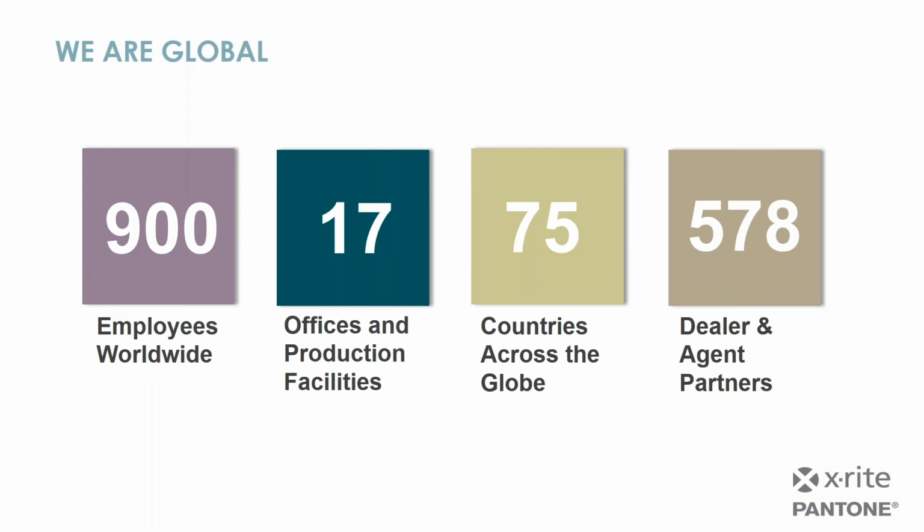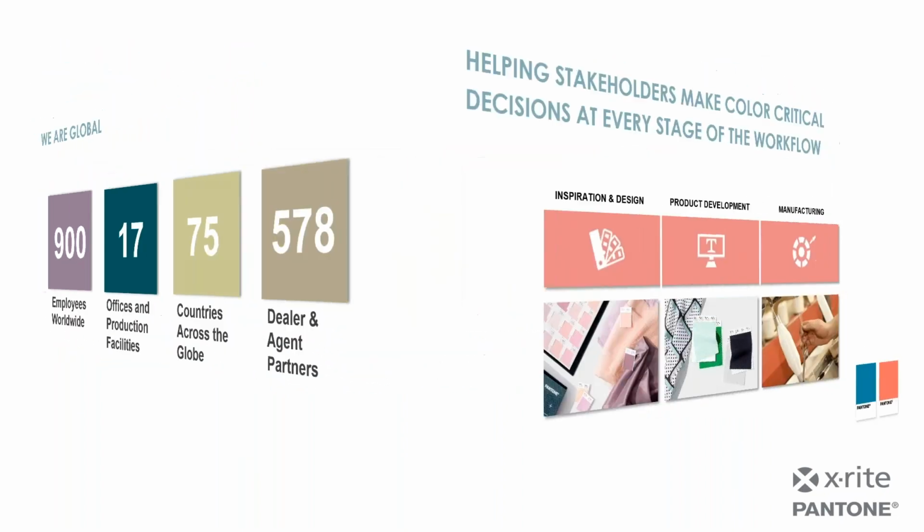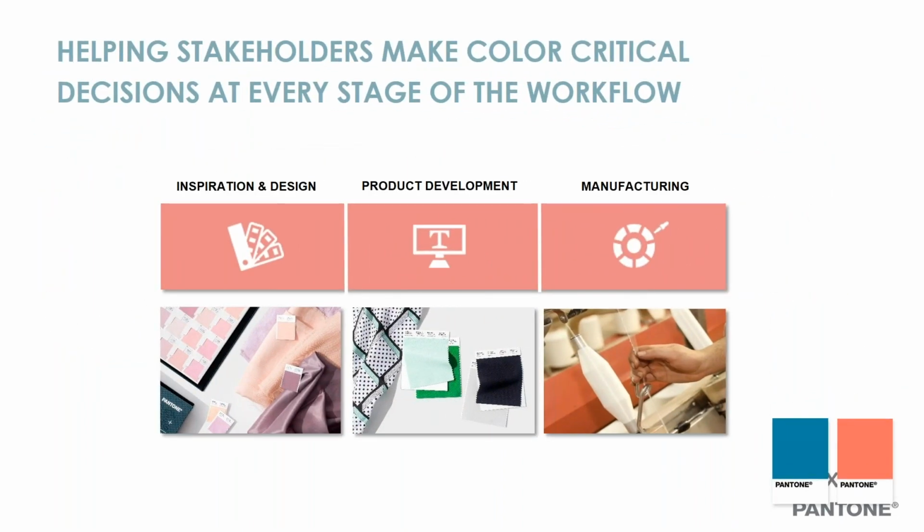Okay. Just a little more about X-Rite. We have 900 employees worldwide, 17 offices and production facilities, presence in 75 countries around the globe, and 578 dealer agent partners. I think we're uniquely poised to provide a total solution anywhere in the world. So these are the 3 areas where we really concentrate: Pantone inspiration and design, product development, where Pantone kind of hands things off to X-Rite, and of course manufacturing, where we do the formulation and the final quality control.